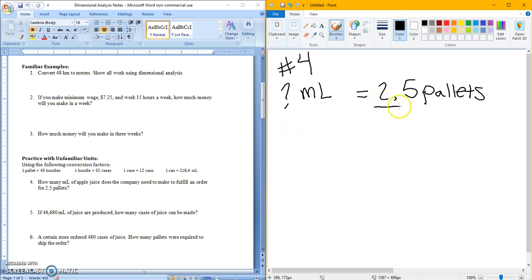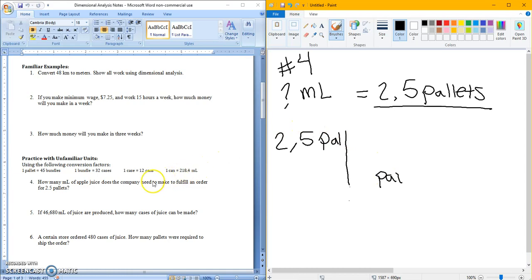Well, I start with the number that I want to convert. I want to know how many milliliters are in 2.5 pallets. So I start with that, 2.5 pallets. And then I draw my line. And I know that pallets have to go on bottom because they must cancel out.